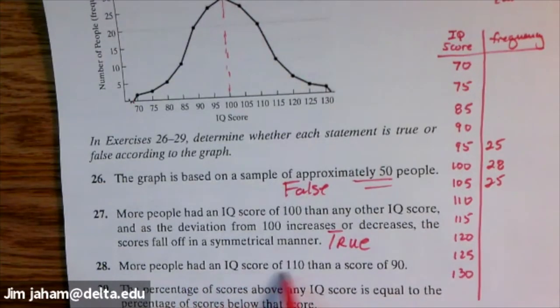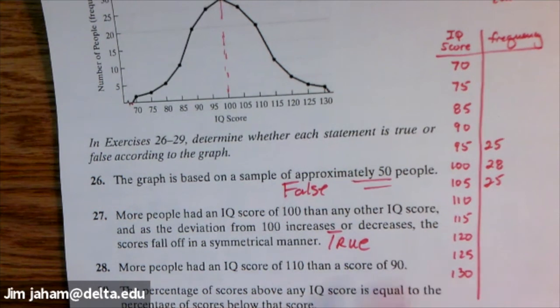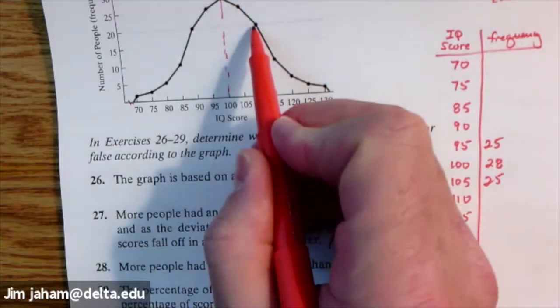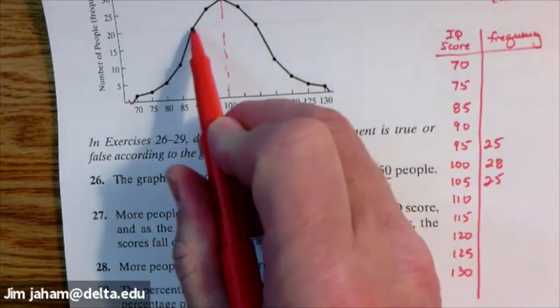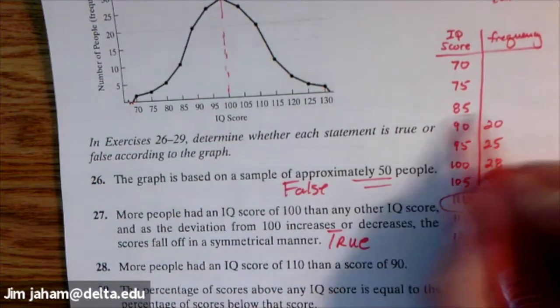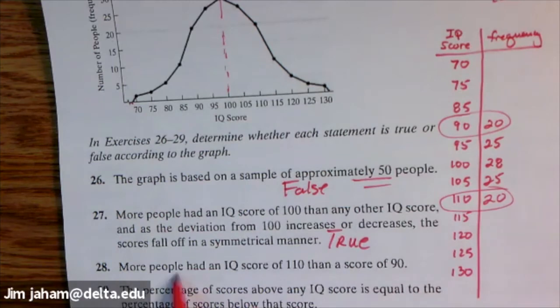More people had an IQ score of 110 than an IQ score of 90. Well, here's 110, looks like right there. Here's 90, right there, it's 20. So in fact, both at 110 and 90, they had an equal number. More people had an IQ score of 100. Okay, that's got to be false since they have the same number.